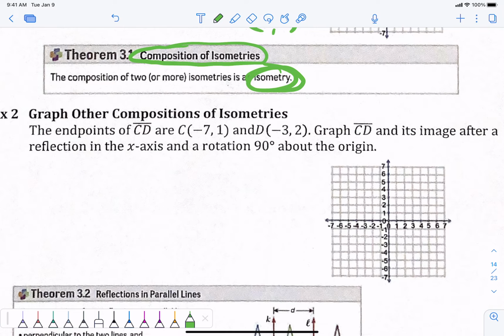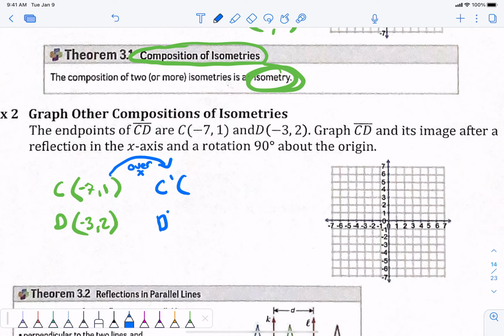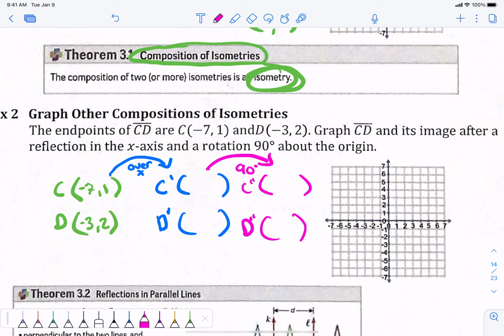Okay. Now we have a line this time that we are flipping him over, and C, D are my 2 coordinate points. And we start with -7, 1. We start with -3, 2. And first we are reflecting him over the x-axis. You see where it says that? And that's C prime, D prime. We're going to figure out what those coordinates are. And then from that one, we're going 90 degrees. And we're going to write out what C double prime, D double prime is. Okay? All right.